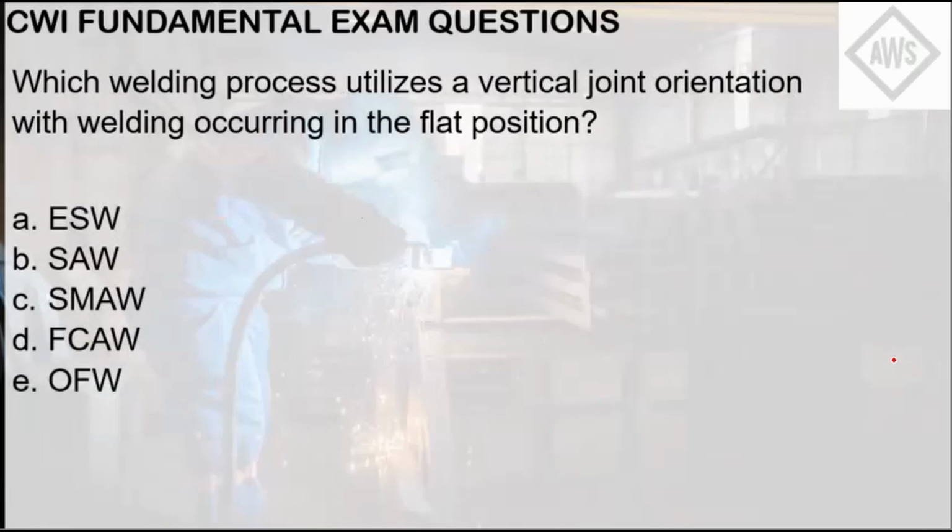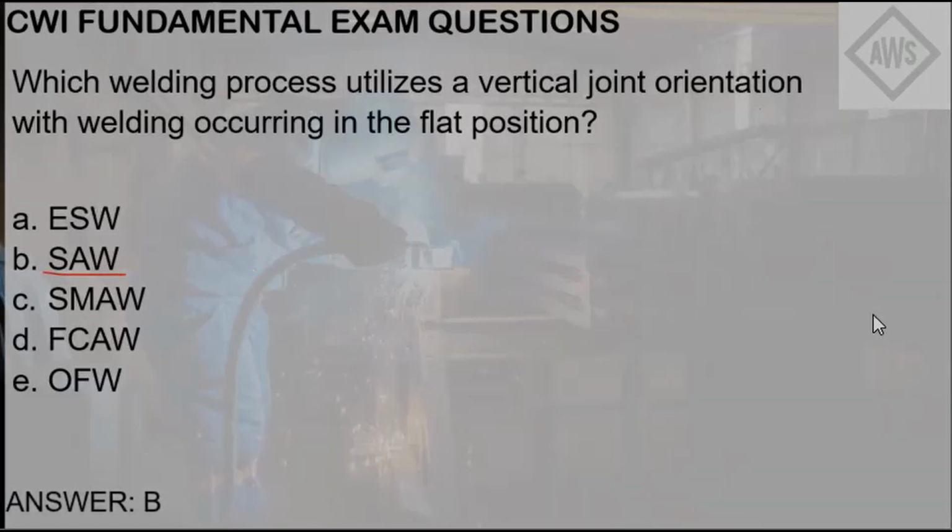So the answer here is SAW, or submerged arc welding. This welding process is done in a flat position where a welding operator instead of a welder operates the machine and is usually an automatic process because the welding variables are not manually controlled. And it's a submerged process because you automatically input your flux in there. So you basically submerge the weld pool with the flux. So the answer here is letter B.